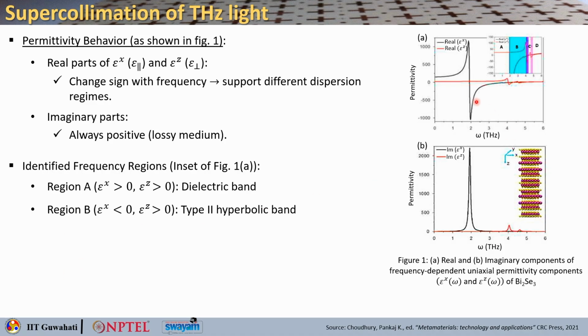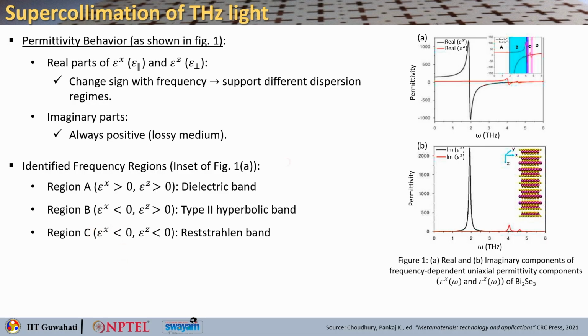Then you have region B, where the parallel part becomes negative. This is the 0 line. Here the parallel part becomes negative while the perpendicular one remains positive, so it behaves like a type 2 hyperbolic band. You can mark that region as B. This is basically the dispersion curve, omega versus k, and then you can write down the region.